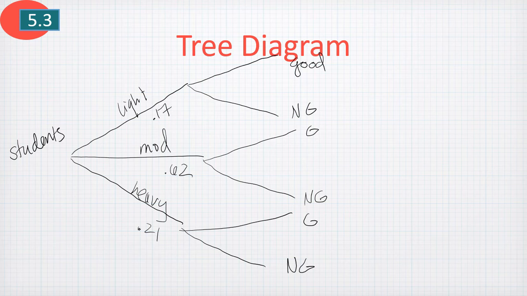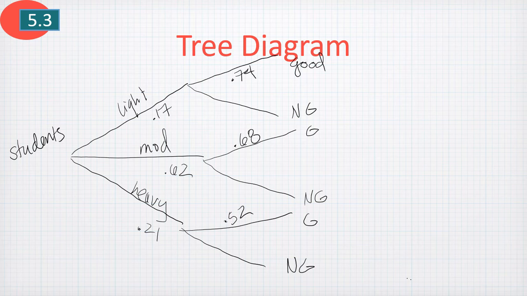That sounds better, right? Okay, so looking at this, they gave me the good ones, right? So they told me that this was 0.74, given that someone was a light user. They told me that this one was 0.68, and they told me that this one was 0.52.